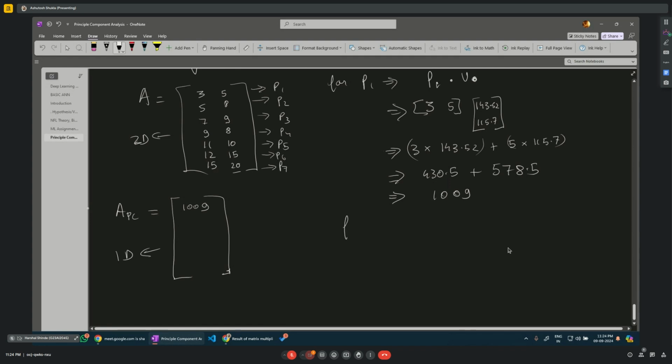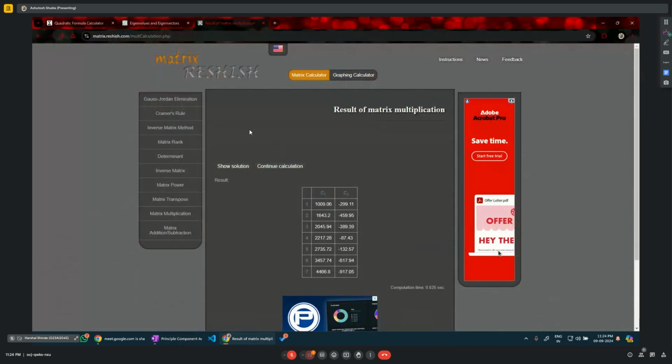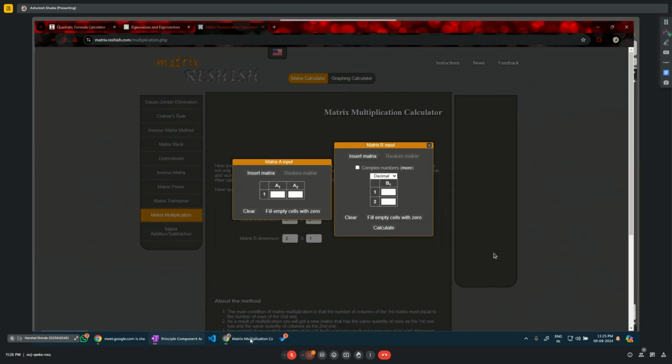So similarly for point 2, we have 5 and 8, and 143.52, 115.7, the dot product of these two. And can we use the tool for this? So this is 1 row 2 column, 2 row 1 column. So where is it? Go back. 1 row 2 column, 2 row 1 column. Yeah, set matrices.